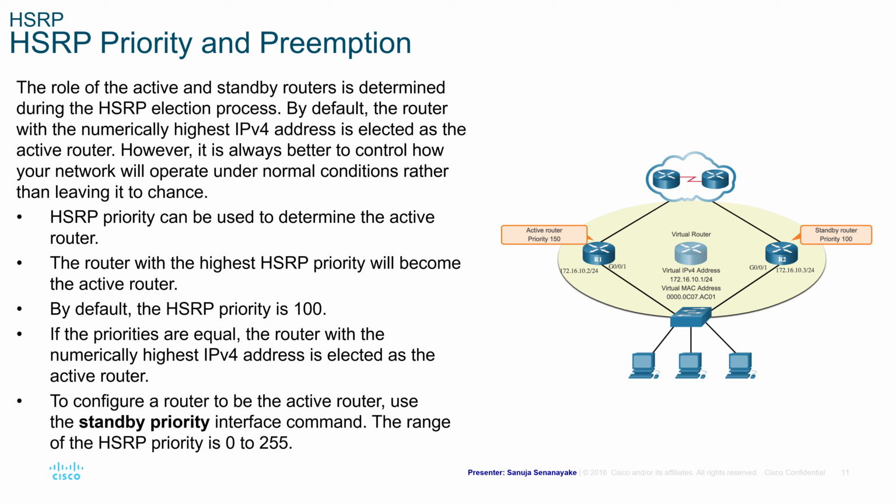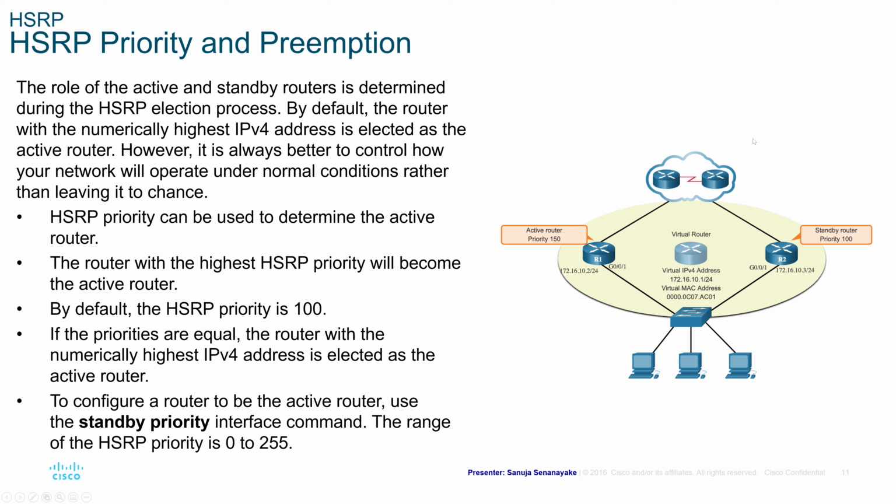HSRP priority can be used to determine the active router. The router with the highest HSRP priority will become the active router. By default, HSRP priority is set to 100. If the priorities are equal, the router with the numerically highest IPv4 address then gets elected as the active router. So the HSRP priority setting is a way that you can change the active router. To configure a router to be the active router, use the standby priority interface command, and you can use a range of HSRP priority between 0 and 255 in order to change that standby priority.